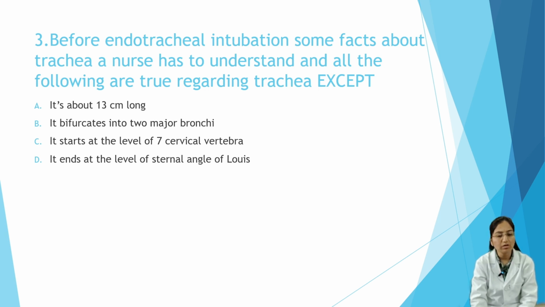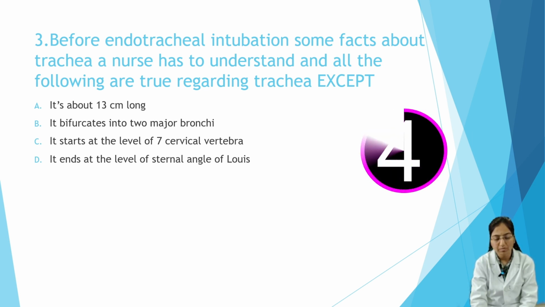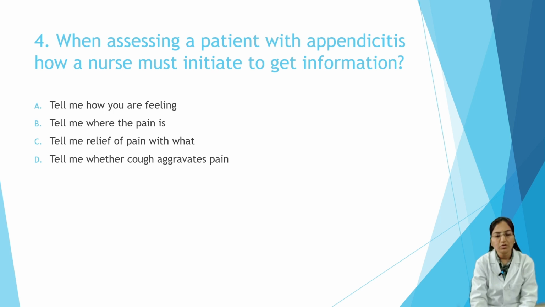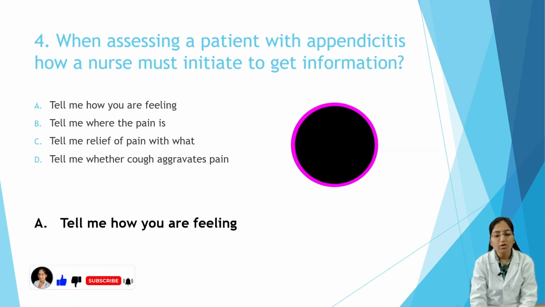We'll move to the next question. Before endotracheal intubation, some facts about the trachea a nurse has to understand, and all the following are true regarding the trachea except. Options are here. It starts at the level of the 7th cervical vertebra. Next question. When assessing a patient with appendicitis, how must a nurse initiate to get information? Tell me how you are feeling.